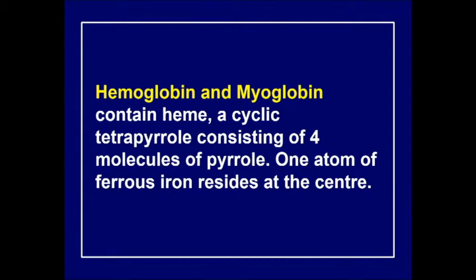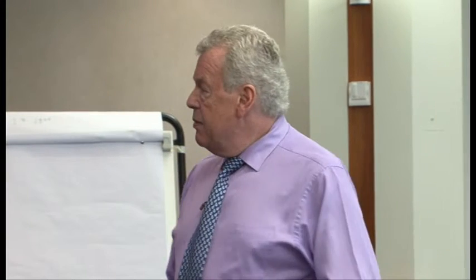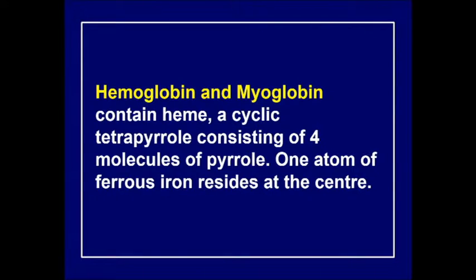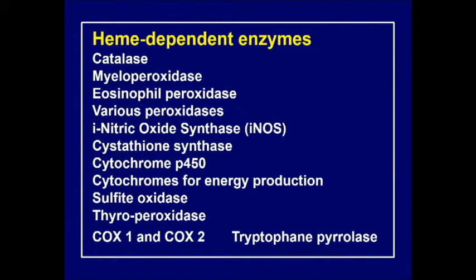Hemoglobin and myoglobin. Now these are proteins. They contain heme. So this is again this word heme, which we see is a cyclic tetrapyrrole consisting of 4 molecules of pyrrole, 1 atom of iron in the middle. So this is both for hemoglobin and for myoglobin.